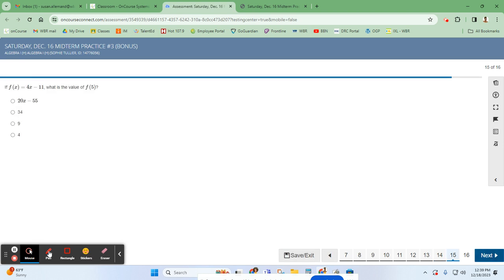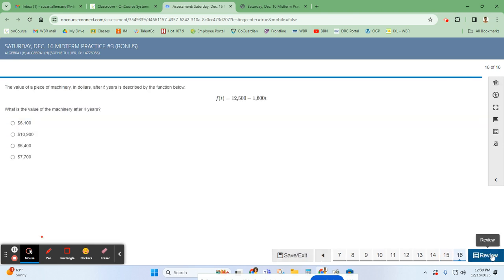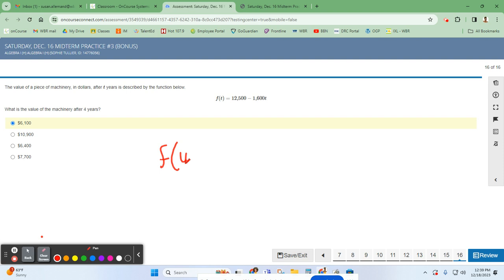Number 15, when x is 5, 4 times 5 minus 11. 20 minus 11 is 9. And the last one, number 16, after how many years? It says the value of a piece of machinery in dollars after T years is described by this function. What would be the value after 4? So you're just plugging 4 in place of the variable. So it'll be 12,500 minus 1,600 times 4. I'll use my little calculator for that.